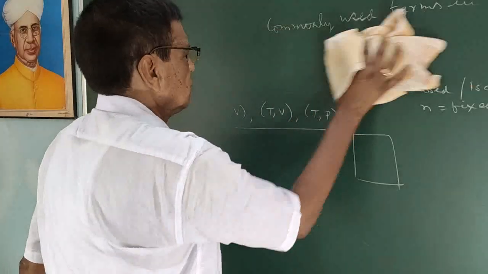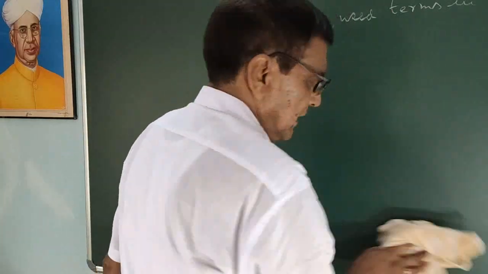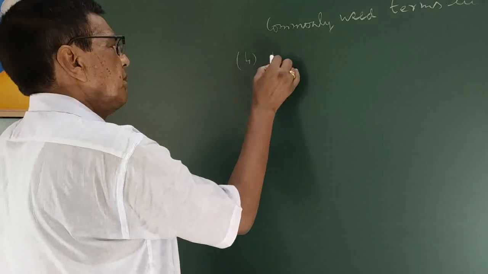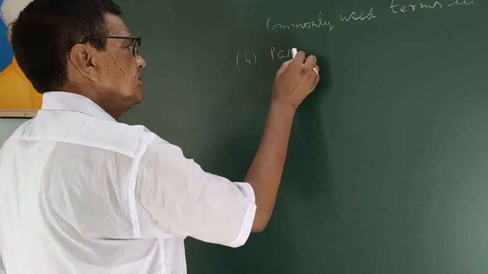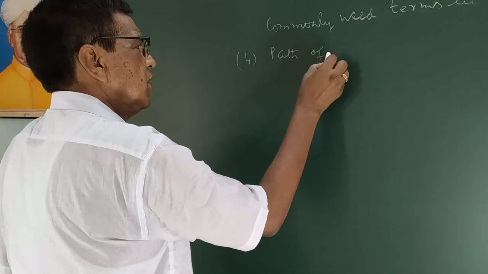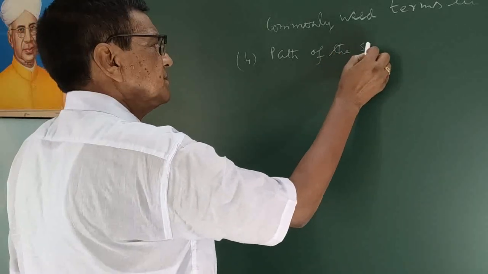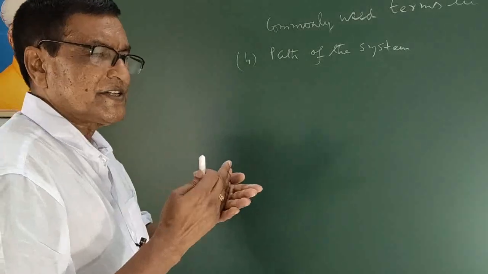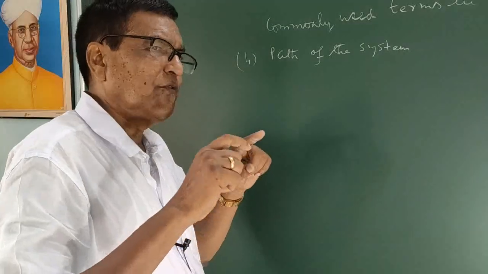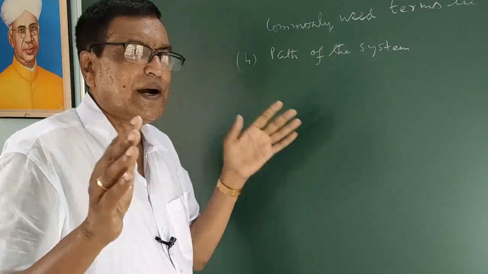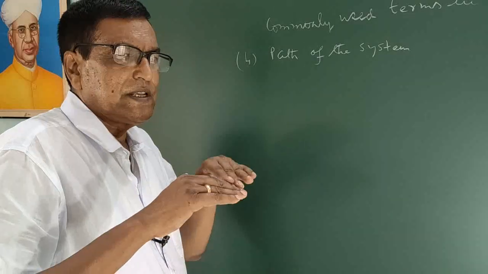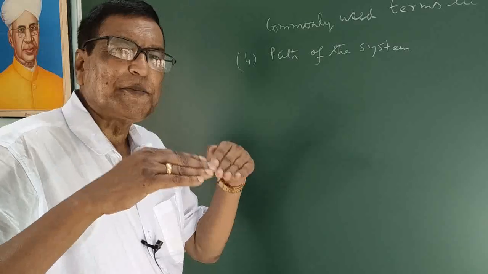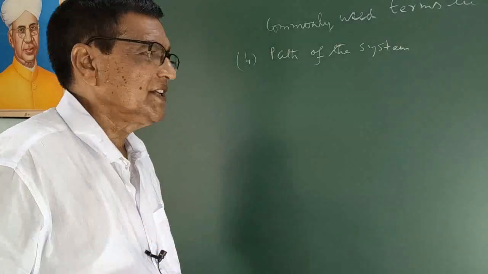So the fourth one is the path of the system. Whenever the system moves from one state to another state, it will follow a definite path. Path is the sequence of intermediate steps arranged in order.